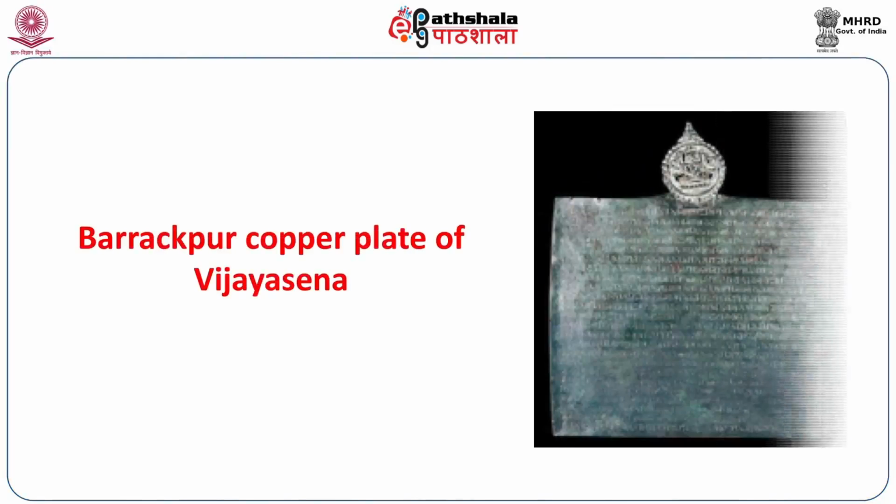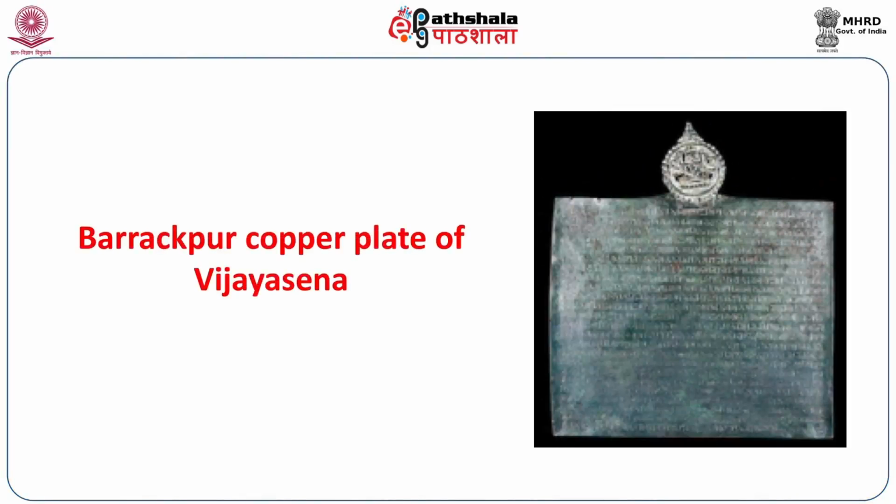So a ring was used and all the copper plates were strung together, so that somebody does not replace one of the copper plates and forge it or just mention a larger land or something else. So there was an official seal by which the string was actually locked. But later on we also get certain land grants on copper plates which are large and on which the official seal comes on the top. Here on the screen you can see the Barakpur copper plate of Vijayasena, or even the Jagjivanpur copper plate of Mahendrapala, which are large inscriptions on single copper plates, and the seal is attached on the top of these.